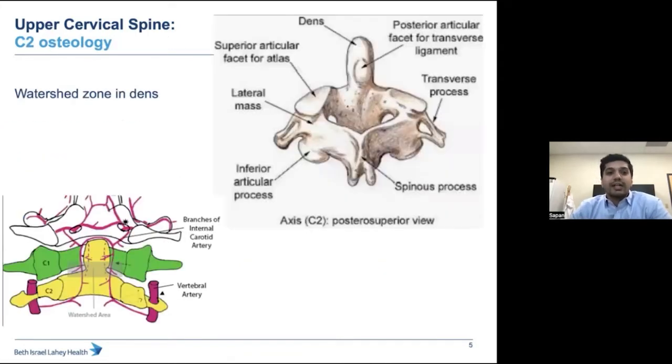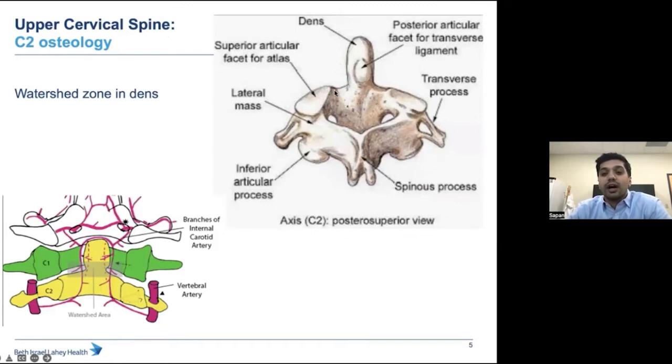So if we look at the osteology of C2, moving down to C2, you can see that it looks very different than C1. The defining characteristic is this large odontoid process, or dens, that sort of protrudes up. This goes up into C1 and has an articulation with C1.